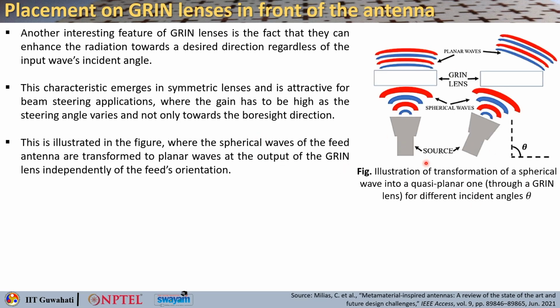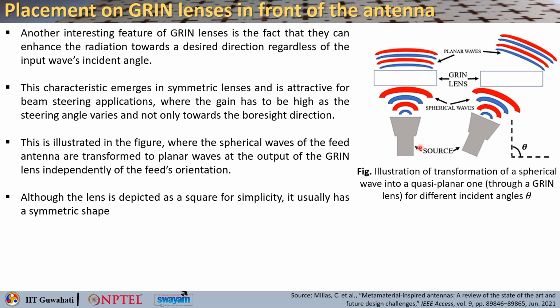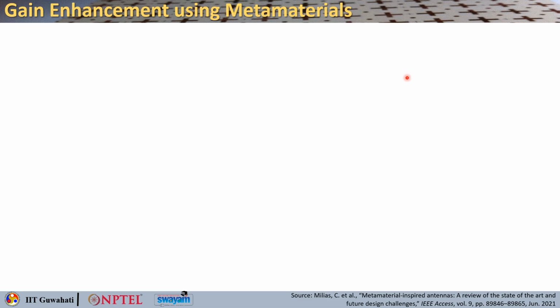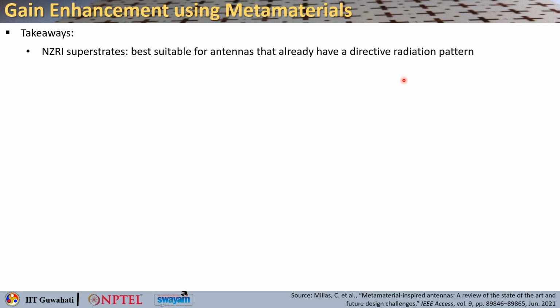So, this can be seen in this figure, where the spherical waves of the feed antenna, okay, are transformed to planar waves at the output of the green lens, okay, and that is independent of the feed's orientation, right. So, this is coming straight and this is coming at an oblique incidence, but you are getting plane waves at the other side of the green lens. So, although the lens here is shown as just a square or a rectangle for simplicity, typically it has a symmetric shape.